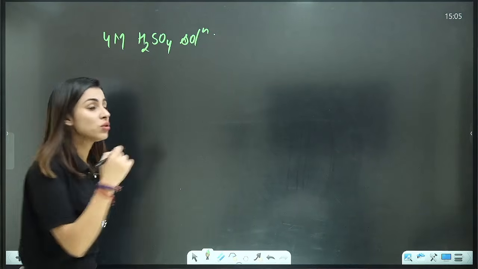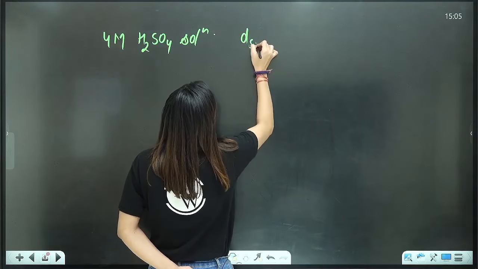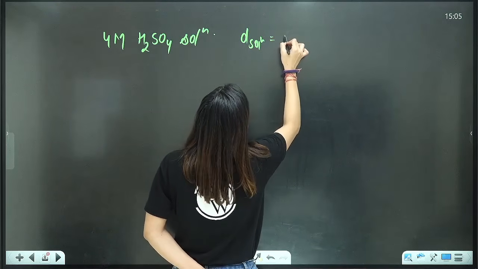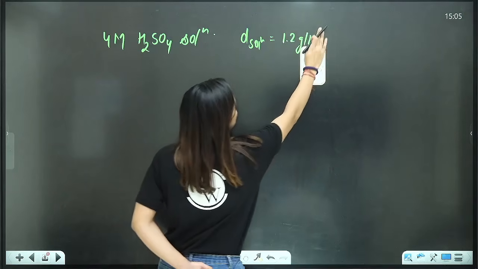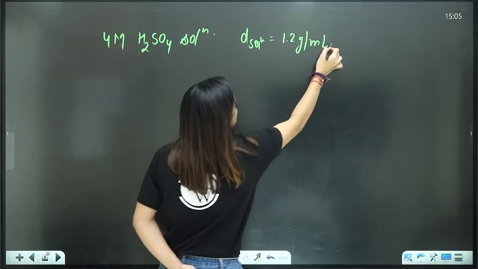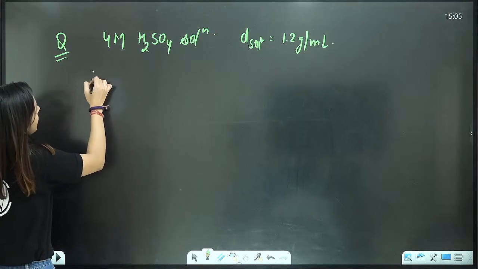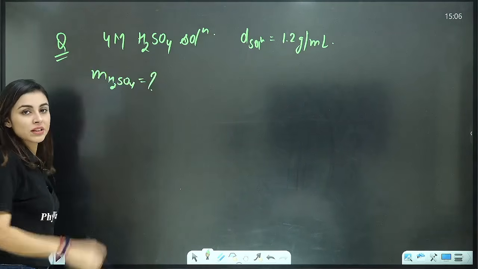Now, I am also giving you the density of the solution, which is equal to, let us say, how much? I would say 1.2 grams per milliliter. Okay, so this is your homework question, my dear students. You have to tell me the mass of H2SO4. What is the mass of H2SO4 in this solution?